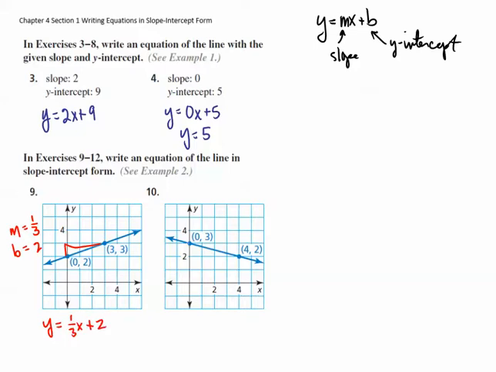In number 10, the second graph, we have down 1, 1, 2, 3, 4. So we have a slope of negative 1 over 4, a y-intercept of 3, and our equation is y is equal to negative 1/4 x plus 3. All right, we'll go on to more.